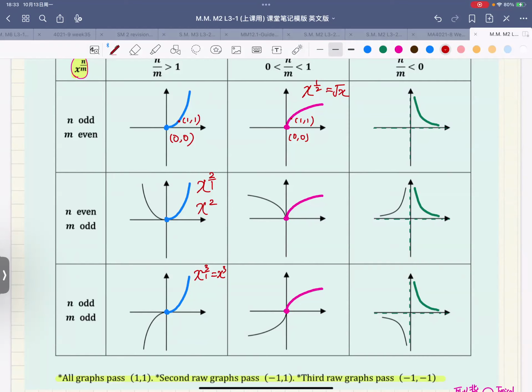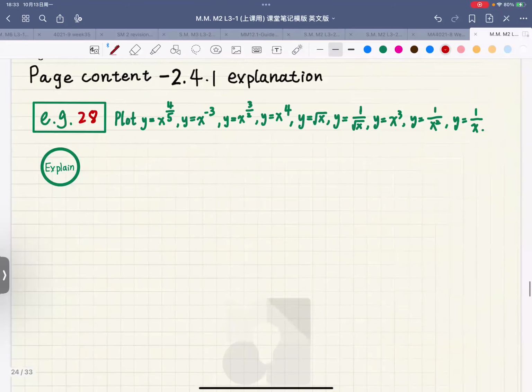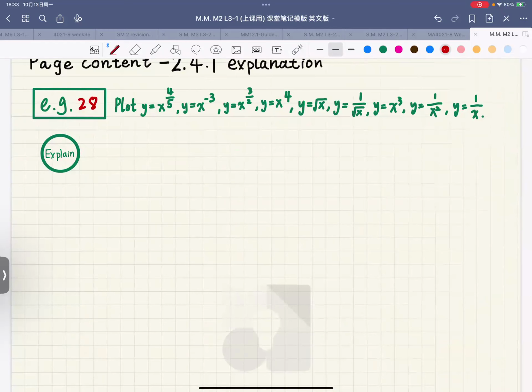Try to memorize this. Believe it or not, it will help you a lot in your exam if you have this in mind. Let's quickly do this.